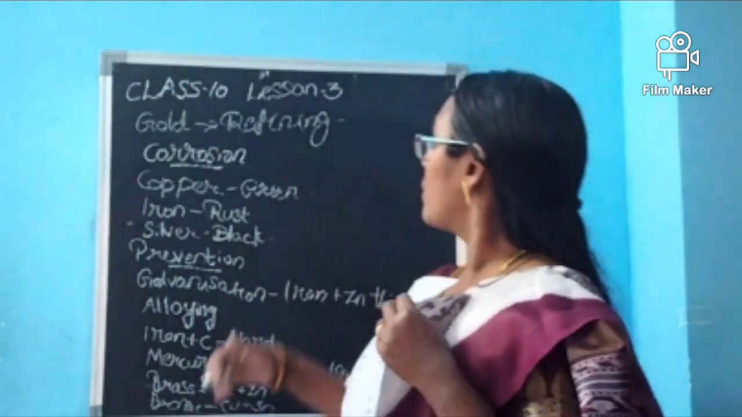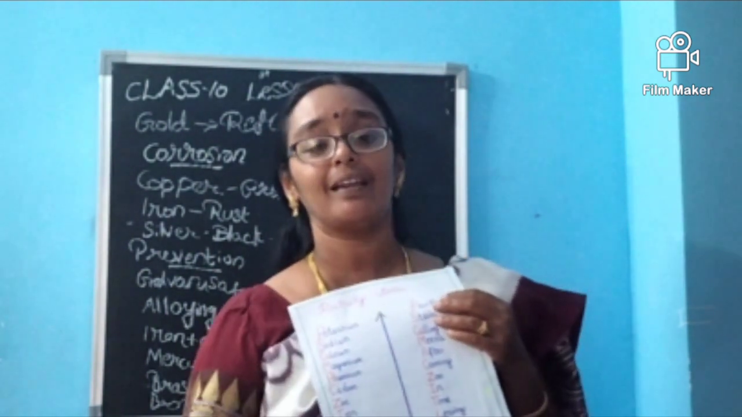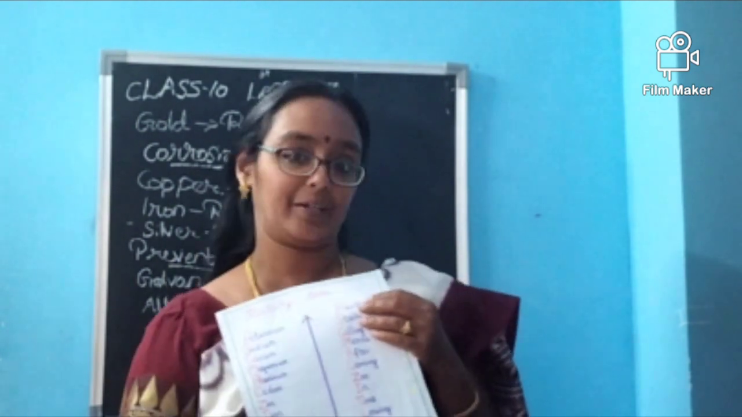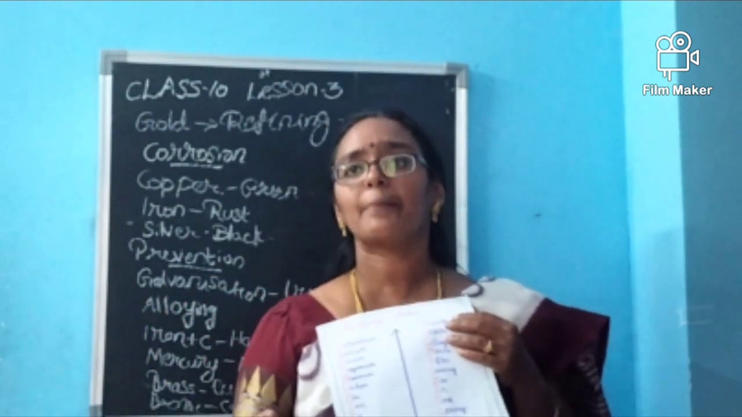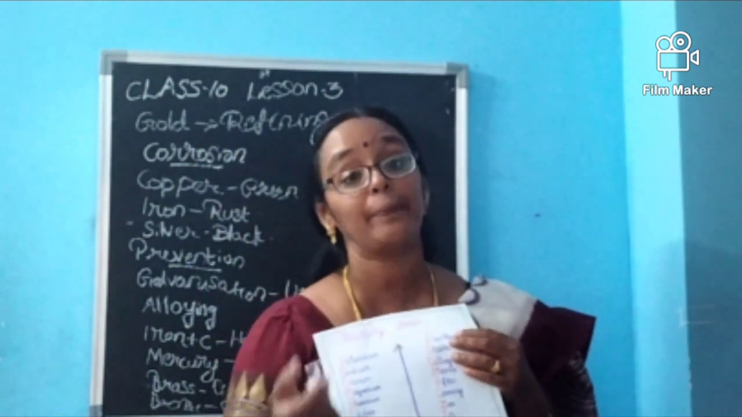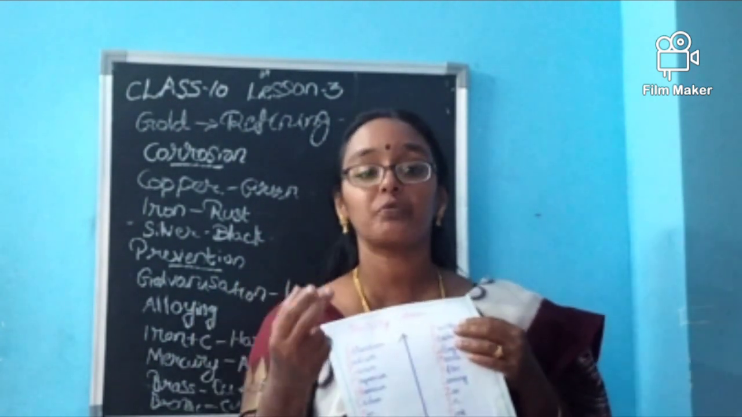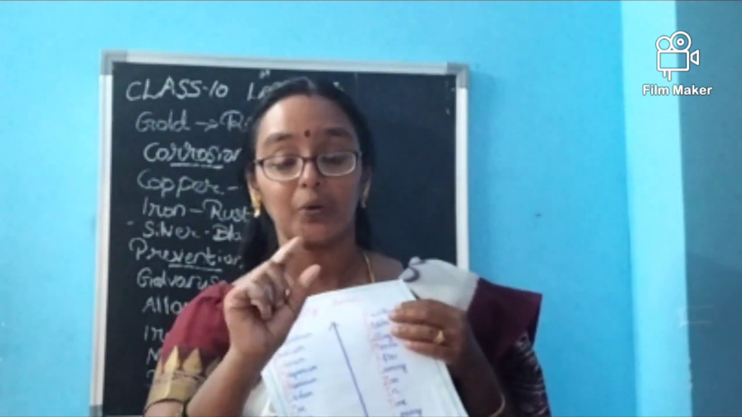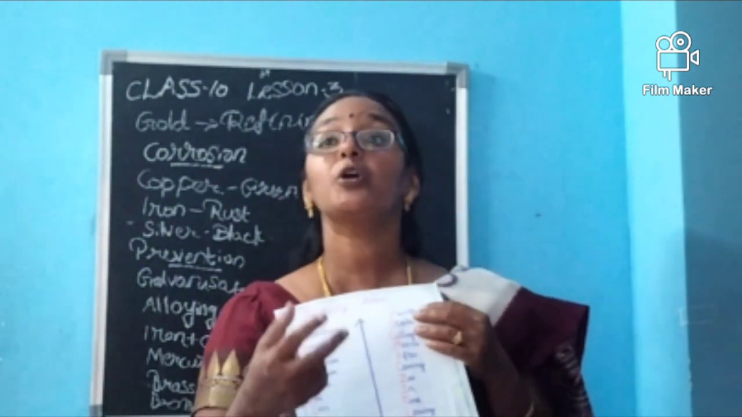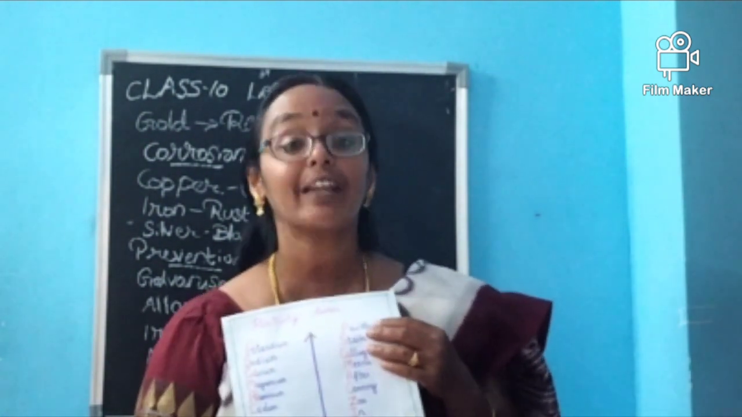Now we are going to see corrosion. What is corrosion? The surface of the metal changes its color because of its reactivity with the surroundings. That is called corrosion. For example, iron. If we keep iron for a long time, what will happen? Rust will form, isn't it? Its color will change, and some brownish tinge will be seen. Another example is your silver anklets.